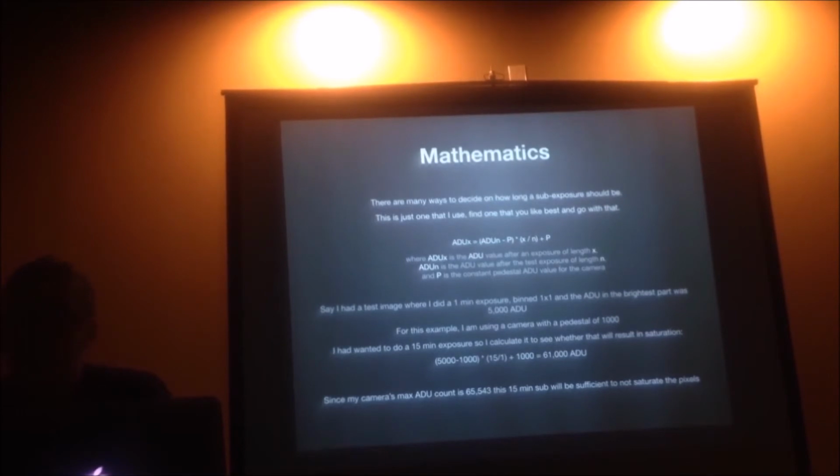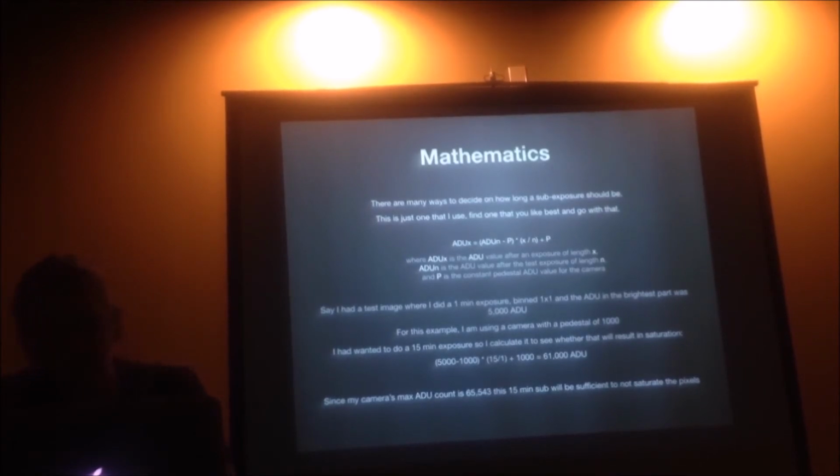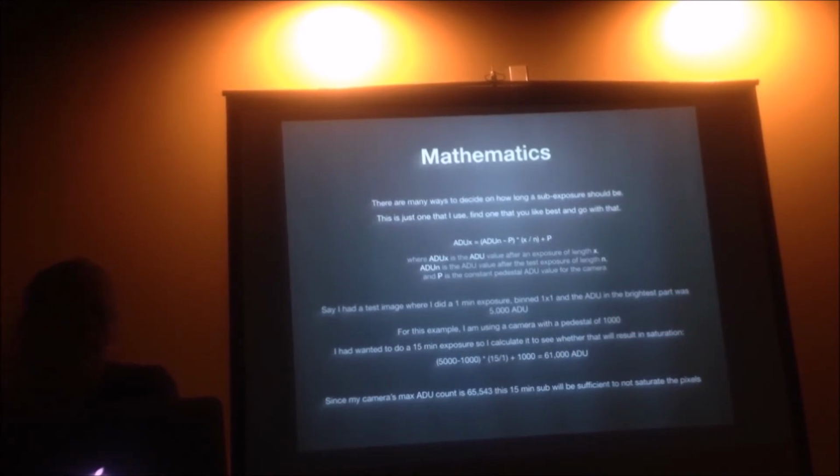Math for all of those who like that. There are a lot of different ways to calculate your sub-exposure time. This is one that I like because it's fairly simple. Using a test exposure, you know the pedestal of your camera, so you take your test exposure ADU, like pick the brightest star that's in there, subtract out your pedestal, then multiply that by the amount of time you want to shoot over the amount of time you did for your test exposure, then add the pedestal back in.